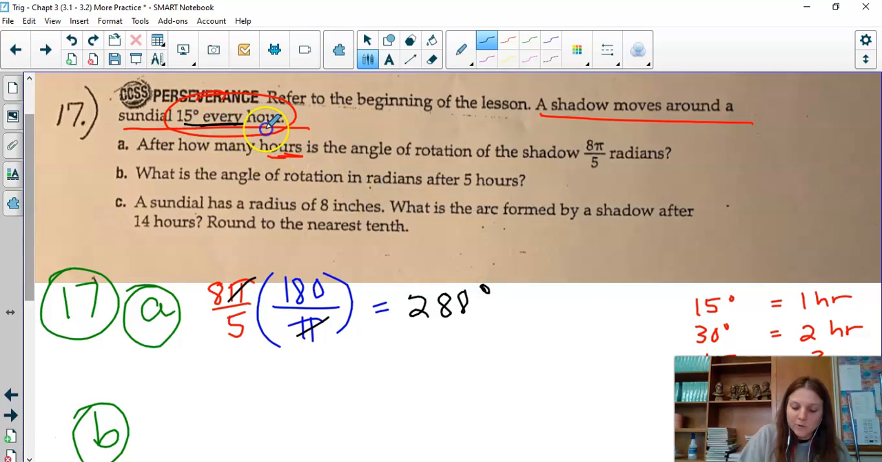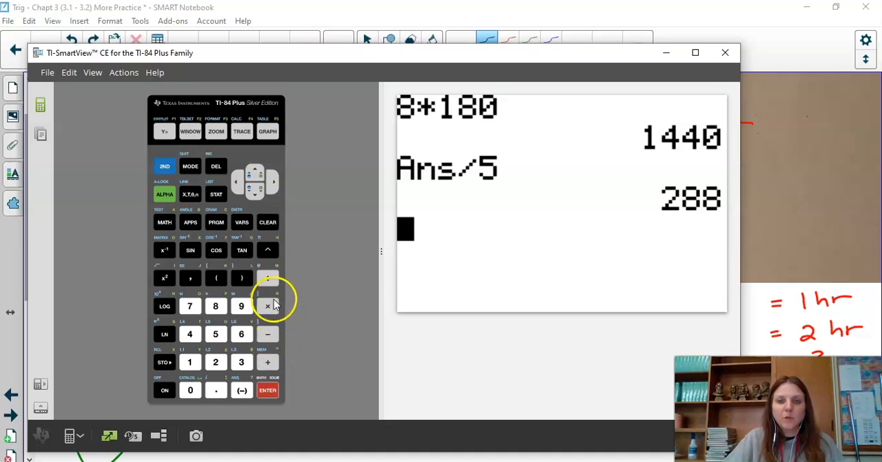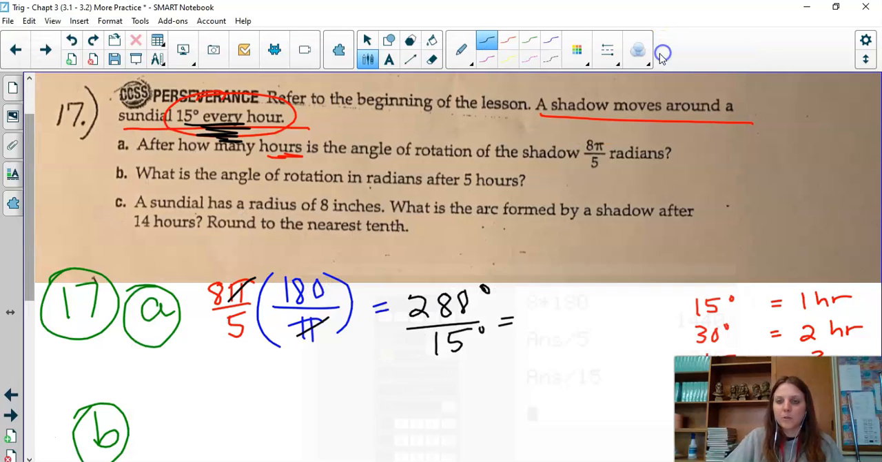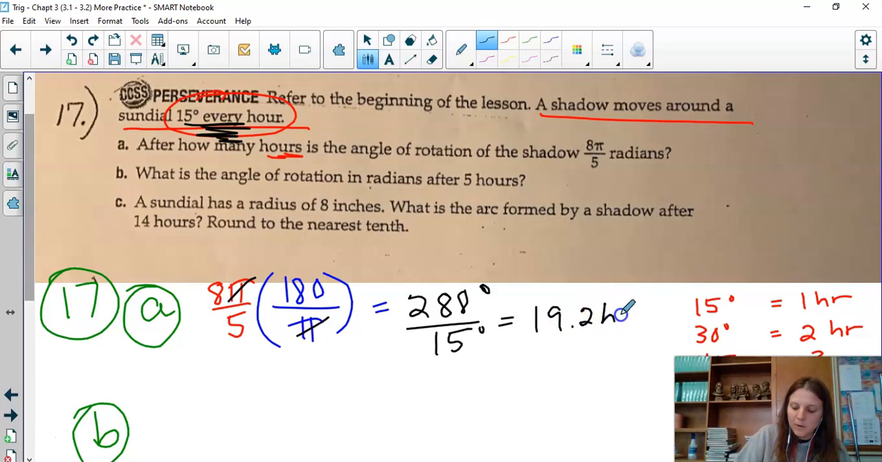According to the directions, it moves 15 degrees every hour. So I can either subtract 15, subtract 15, subtract 15, subtract 15, or divide by 15 degrees. This will give us our number of hours. So 288 divided by 15 degrees for each hour. So that means we've moved 19.2 hours. Okay, question B.